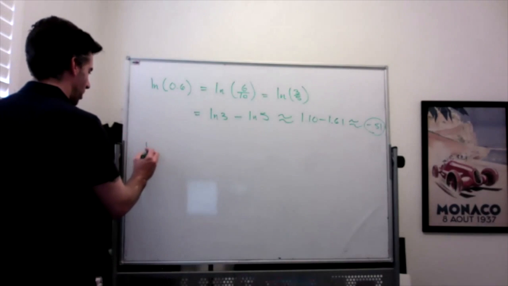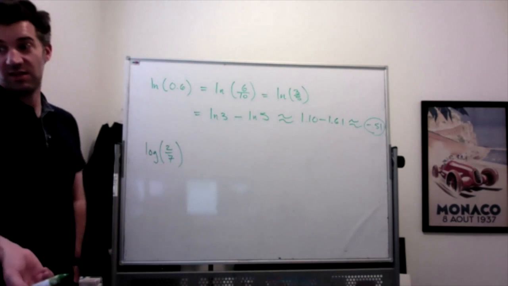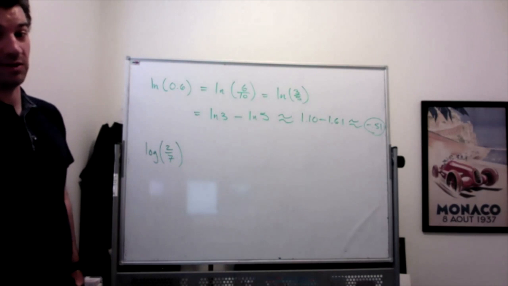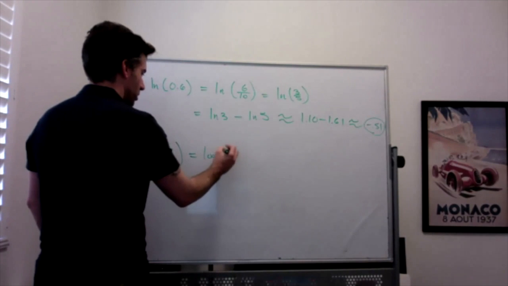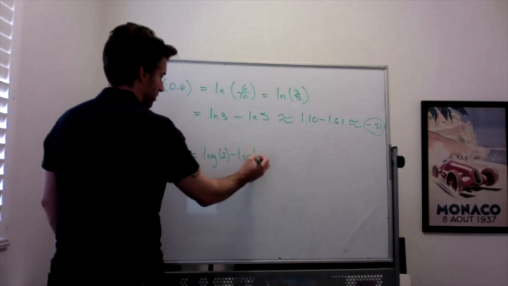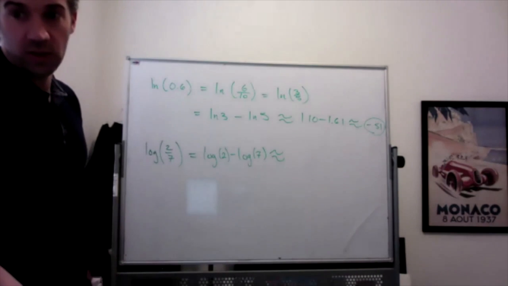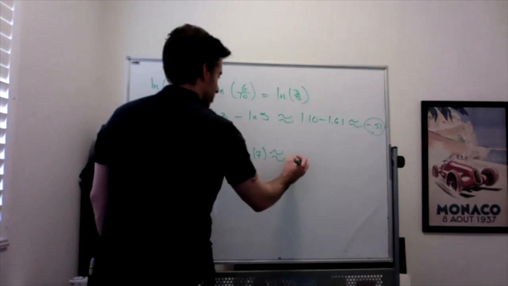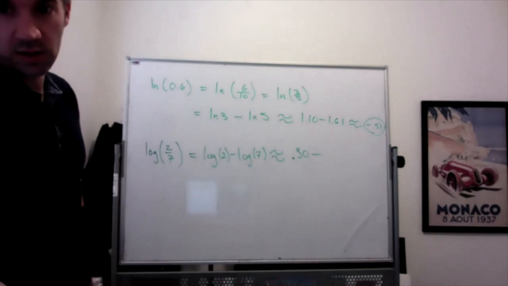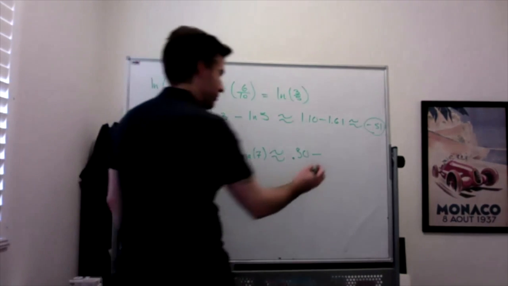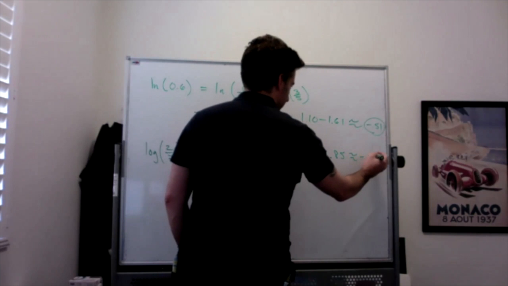Similarly, right, if you take the log of 2/7, 2/7 is definitely less than 1. We know we're going to get a negative answer. Right, that's going to be the log of 2 minus the log of 7. And that's going to be approximately log of 2, which is 0.30, minus log of 7, which is 0.85. And that's about negative 0.55.